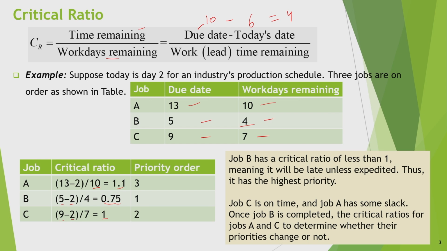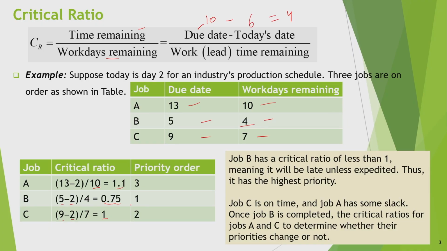Okay. So job B has a critical ratio of less than 1, that is 0.75, meaning it will be late unless expedited. So you be alert, do something, otherwise it will be late. Do something means employ another machine, hire another worker, whatever way, otherwise normally it will take that much time. Therefore right now you have to give more priority to B. So therefore its critical ratio is less, so it should be done first. So its priority order has become 1.